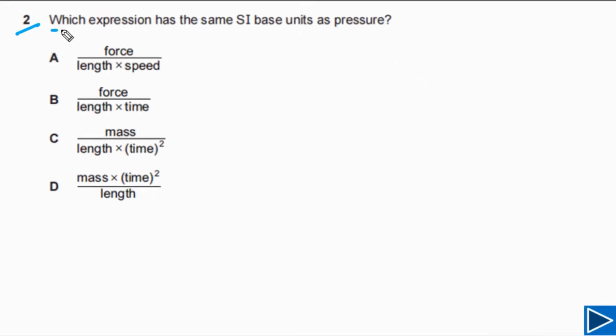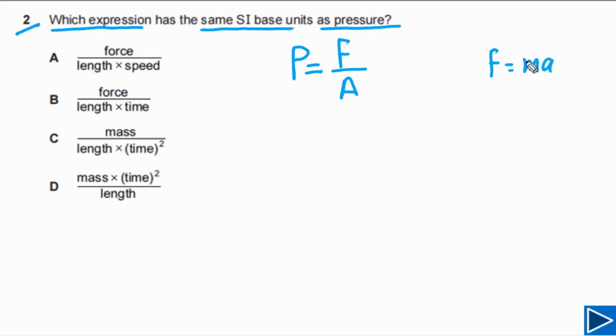For the second question, we need to find out which expression has the same SI base units as pressure. So first of all, let's write down the SI base units for pressure. Pressure is equal to force over contact area. The unit of force is Newton, but force is equal to m a. So we can write down SI base units for force. The SI unit for mass is kilogram, the SI unit for acceleration is meter per second squared, and the SI unit for area is meter squared. So we can simply replace F and A with their SI units.